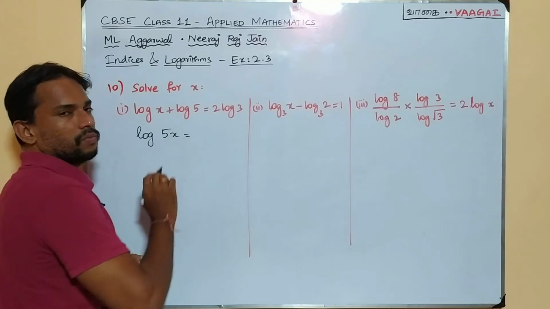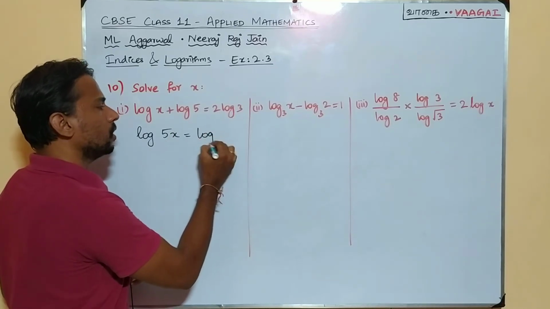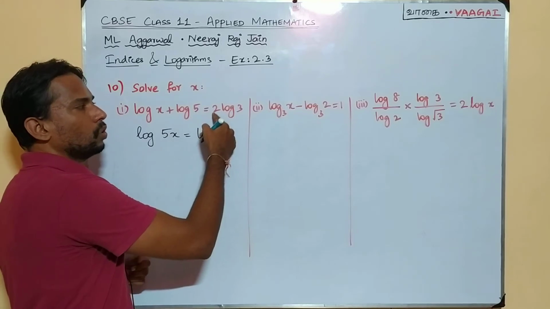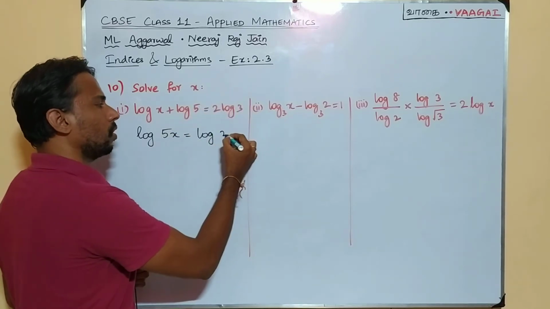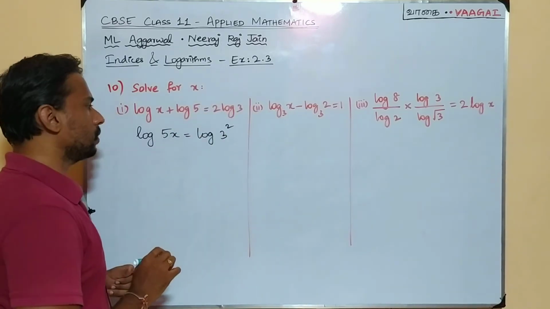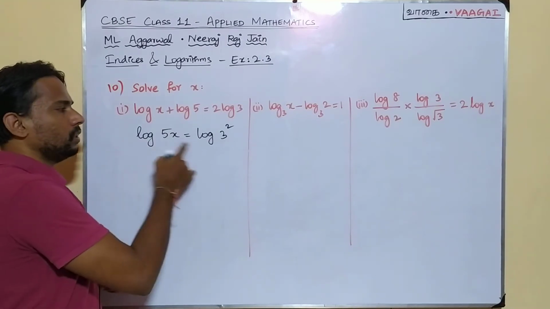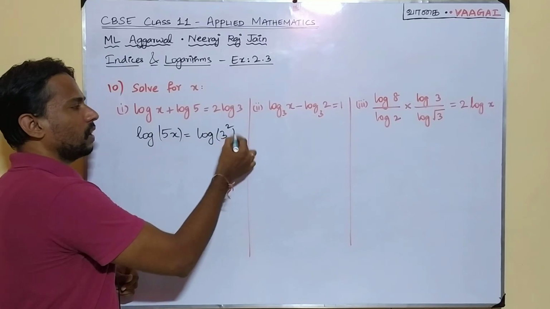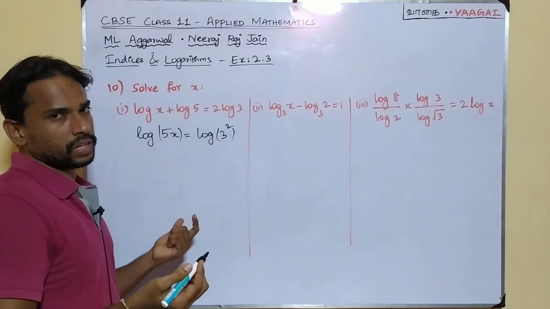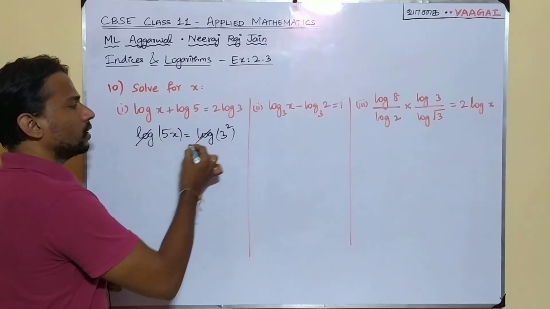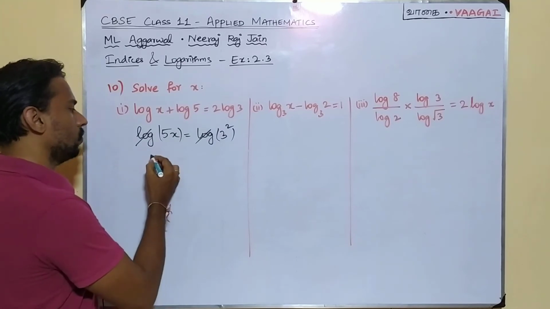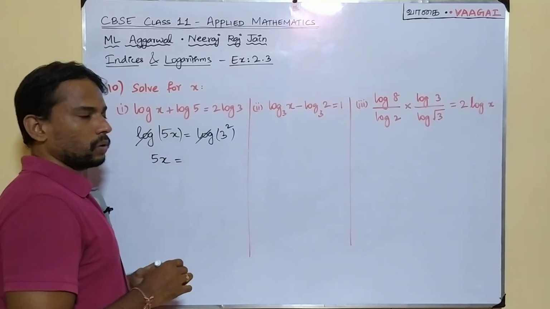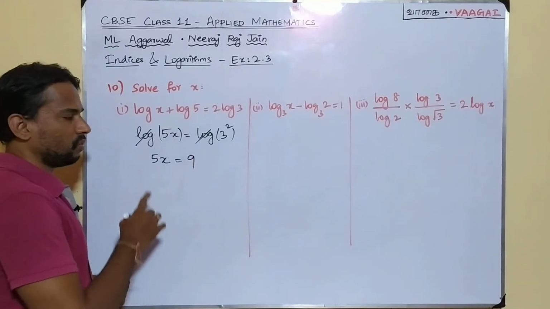So if we use the power rule here, this 2 goes to the power of 3, so this becomes log of 3 square. Now we have both these expressions given as log of some value and log of some value, and both of them are of the same base. So in that case we can cancel these logs. We will be simply left with 5x is equal to 3 square. What is 3 square? 3 square is going to be 9. So 5x is equal to 9.